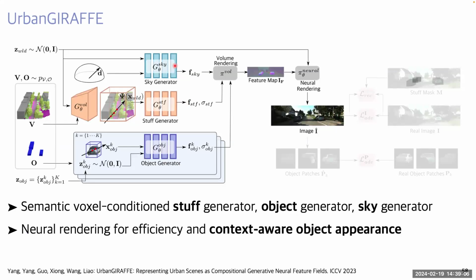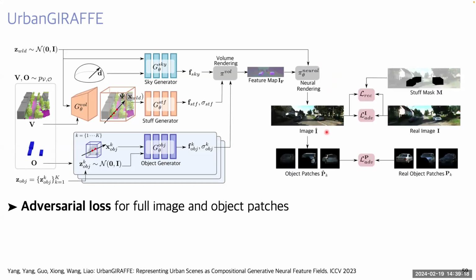Further, similar to EG3D, we perform volume rendering at a lower resolution and use neural rendering to upscale it to a higher resolution. And for training, we have adversarial losses for the full image as well as for the object patches. That design is also similar to DiscoScene.